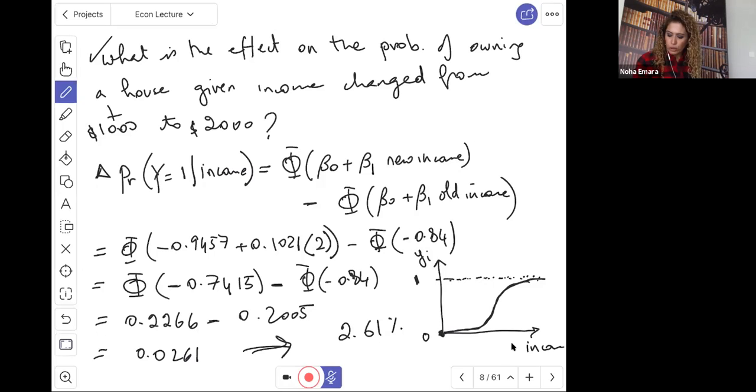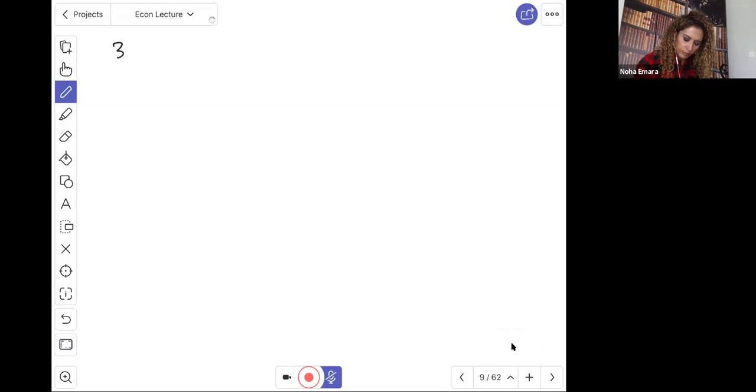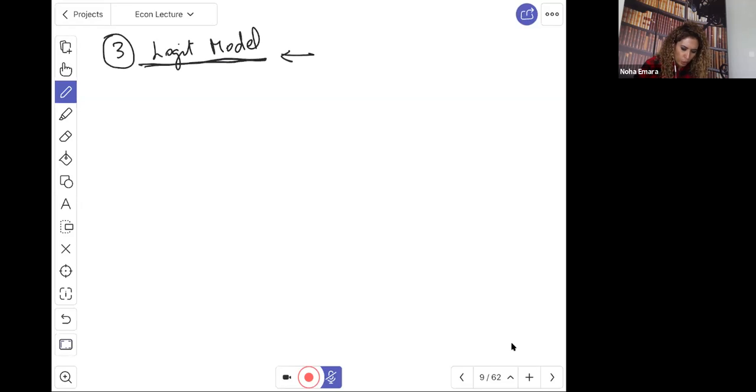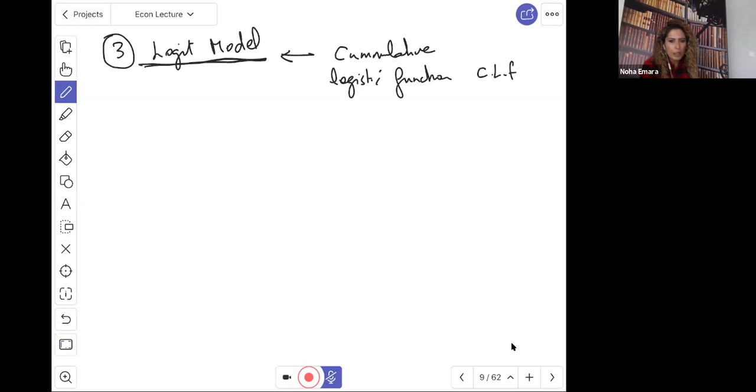Another similar approach is the Logit model. The Logit model is similar to the probit model, but instead of using the CDF, the cumulative distribution function, this one uses the cumulative logistic function, CLF. What is the cumulative logistic function?